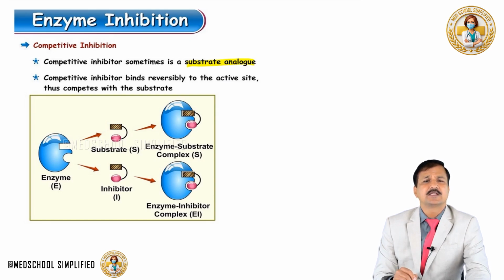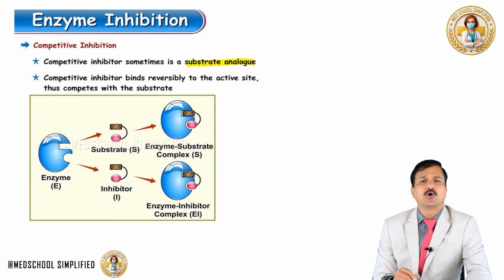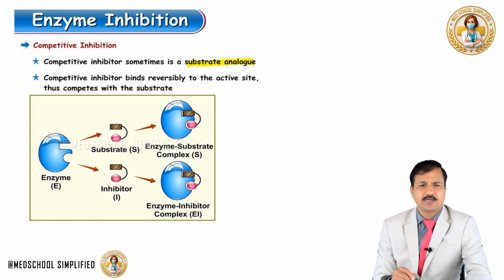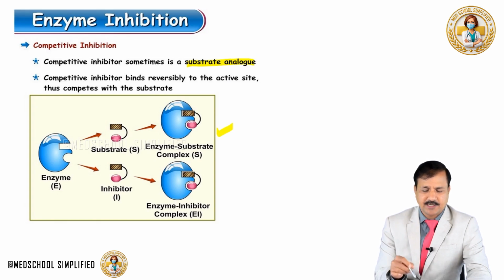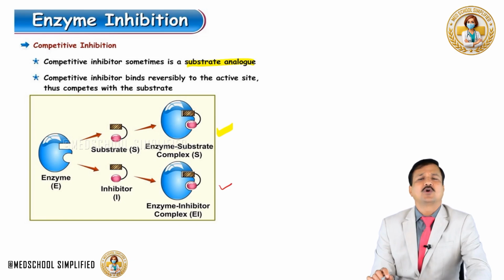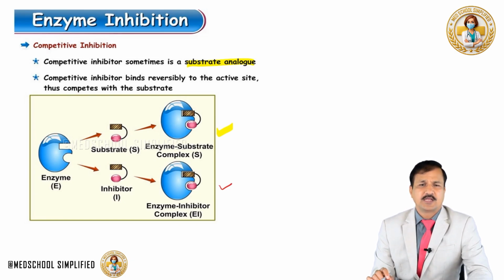That means there is competition between the substrate and the inhibitor for the only one active site that is available on the enzyme. If a substrate binds to the active site, there will be enzyme-substrate complex formation, and that can make a product. If the inhibitor binds to the active site by chance, there will be enzyme-inhibitor complex formation, and that means there is no product formation.